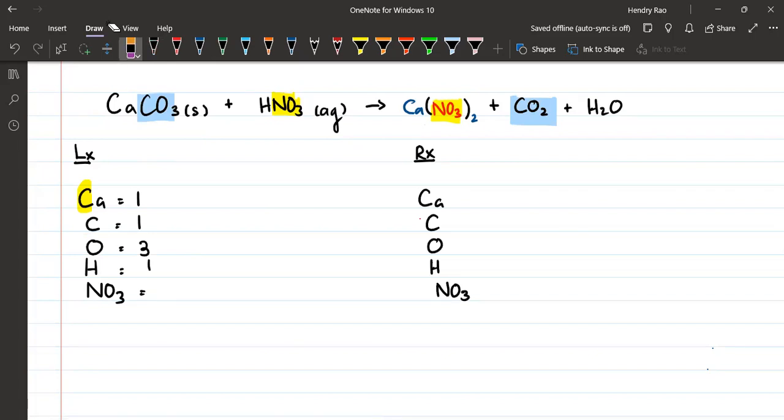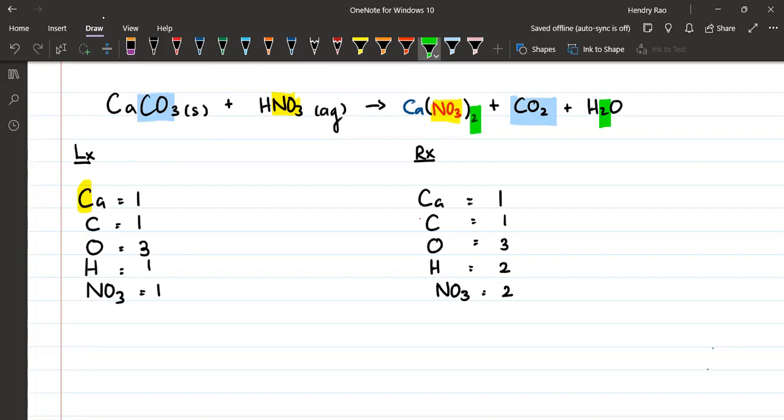2 is on the right-hand side. I only have 1 on my left-hand side. So on the right-hand side, I have calcium, 1. Carbon, 1. Oxygen, I have 3 in total. Why 3 in total? I have 2 in the carbon dioxide and 1 in the water. Hydrogen, I have 2, and NO3, I have 2. Why NO3, I have 2, is because of the subscripts. The subscript on hydrogen tells me I got 2 hydrogens there, and this subscript also tells me I got 2 nitrates there.